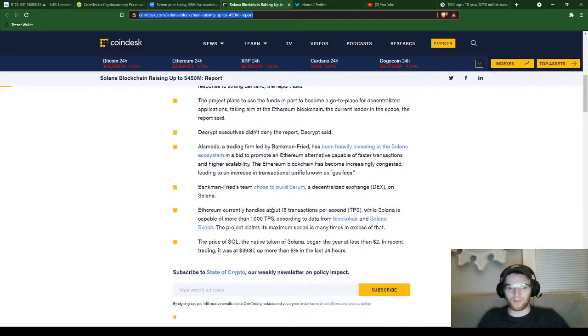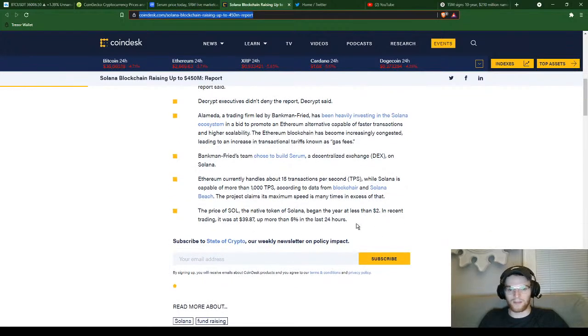Ethereum currently handles about 15 transactions per second. Solana is capable of 1,000. In this data, you can see it might be a little skewed, but this is the source for that data. The project claims its maximum speed is many times in excess of that. So they're actually saying it's more than this. I read an article earlier saying that Solana processed 50,000 transactions. That's ridiculous if that's even anywhere close to being true. That's a lot. And then this just talks about the price.